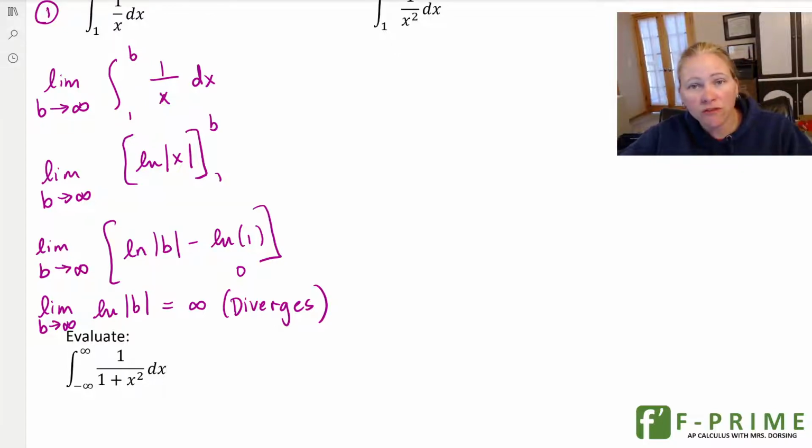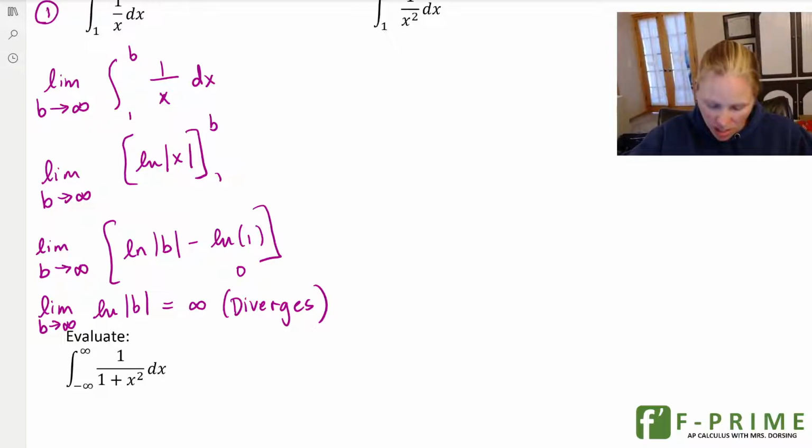We use the word converge when it works out to a number. It converges. If we ever get infinity or a non-existent thing, then we say it diverges. That's really all we do. Converging means that the answer exists. Diverging means that it's an infinite area. We can't find it. That's really all it means.